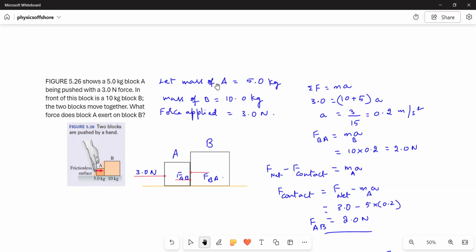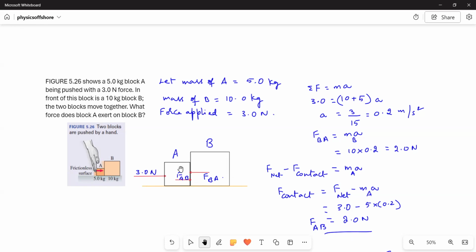So he gave mass of A is equal to 5 kilograms and mass of B is equal to 10 kilograms. Both are side by side. And then somebody is pushing a 5 kg block with a force of 3 newtons that I have drawn on here. Okay. Now, this is based on Newton's third law and also Newton's second law. According to Newton's third law, these are action reaction forces.